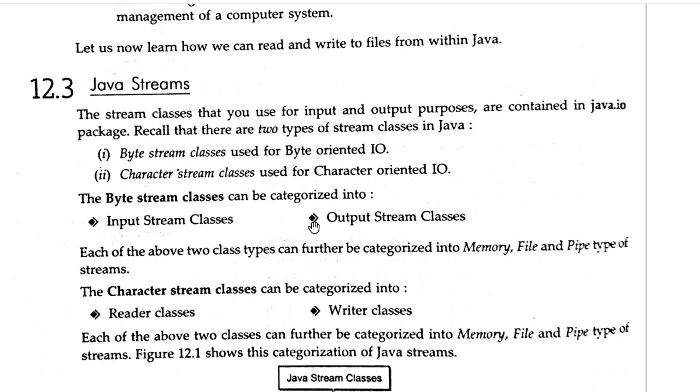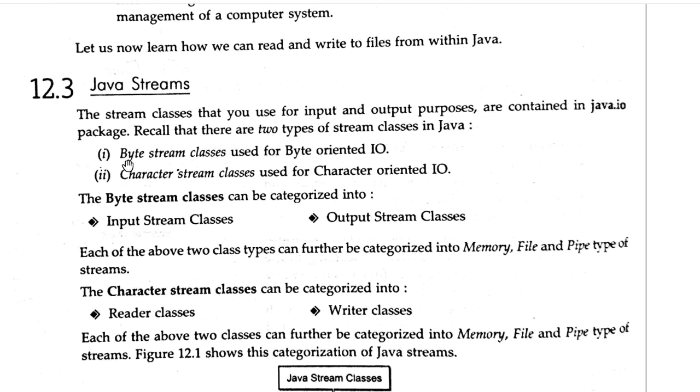Now, to handle file, we have to use stream. What is stream? Stream is a channel through which data can be transferred from one file to program and from program to file, or from one device to program and from program to another device, like from input device keyboard to program and from program to output device, or from input file to program and from program to output file. The stream classes can be used for input and output purposes, and they are contained in java.io package. That means we need to include java.io package in our program to handle files.